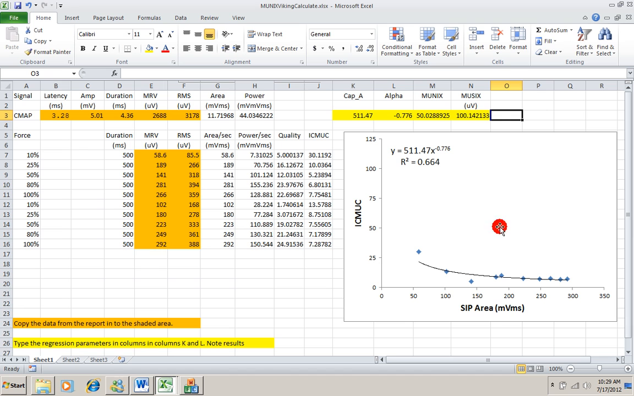This will automatically update this plot. Look at the value of the cap A parameter and the alpha parameter in the regression equation. As soon as you put in these numbers, you will have MUNIX and MUSIX.